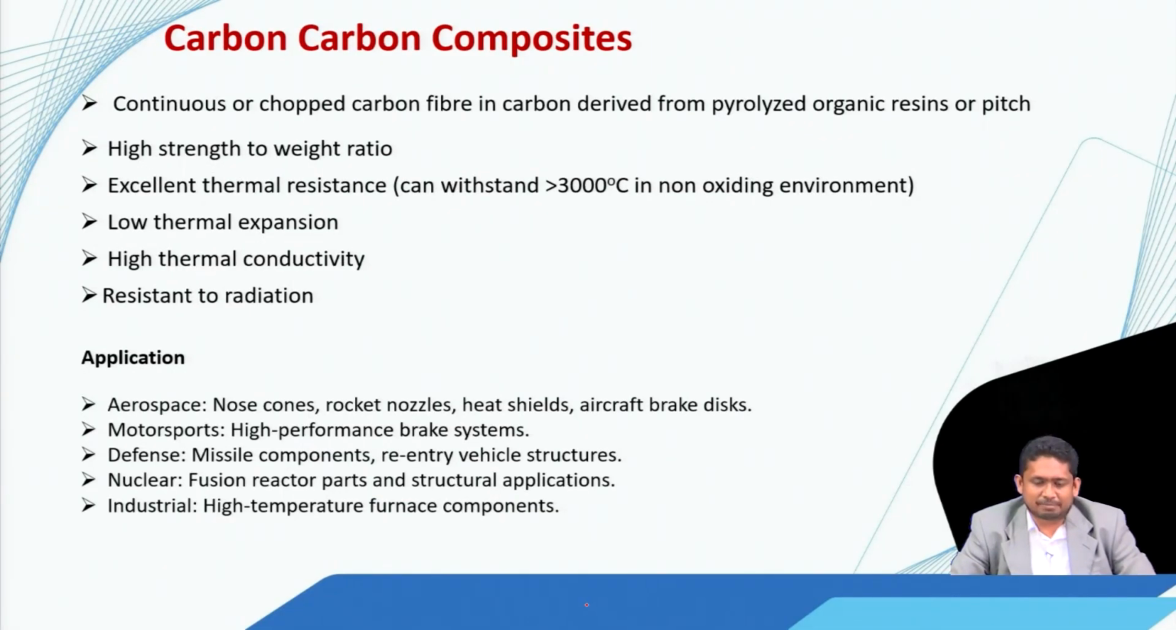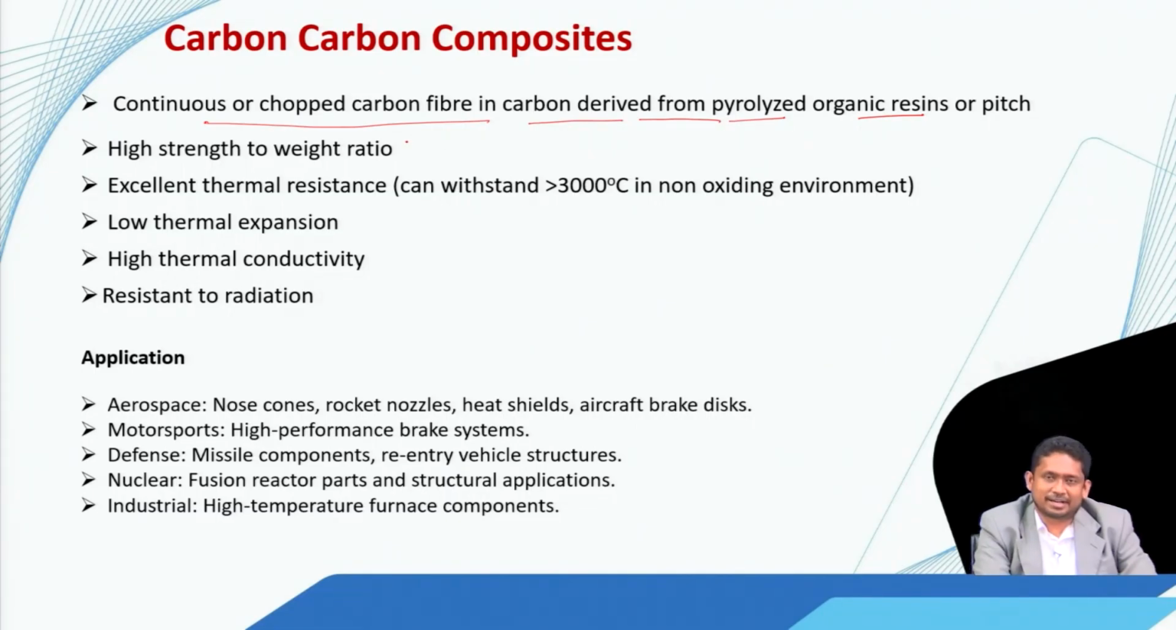Now let us look into another application, that is carbon composite. Carbon composite has continuous or chopped carbon fiber in a carbon matrix derived from pyrolyzed organic resins or pitch. So they have high strength to weight ratio, and they have excellent thermal resistance. They can resist temperatures up to 3000 degrees centigrade in a non-oxidizing environment, and their thermal expansion is quite low. So they have high dimensional stability in heat, and they have good thermal conductivity, and they are resistant to radiation.